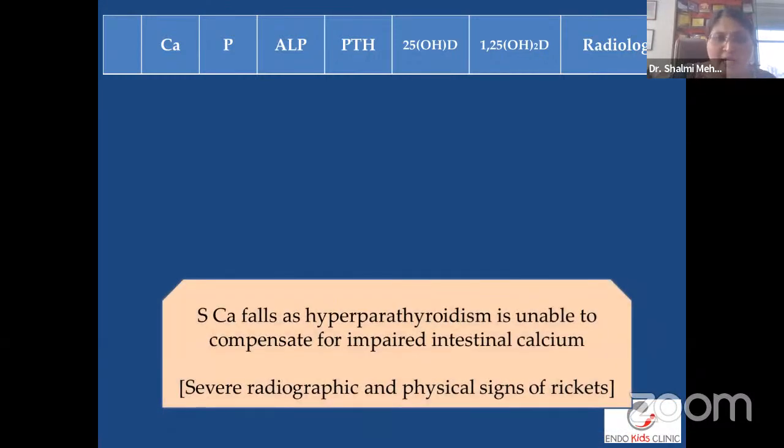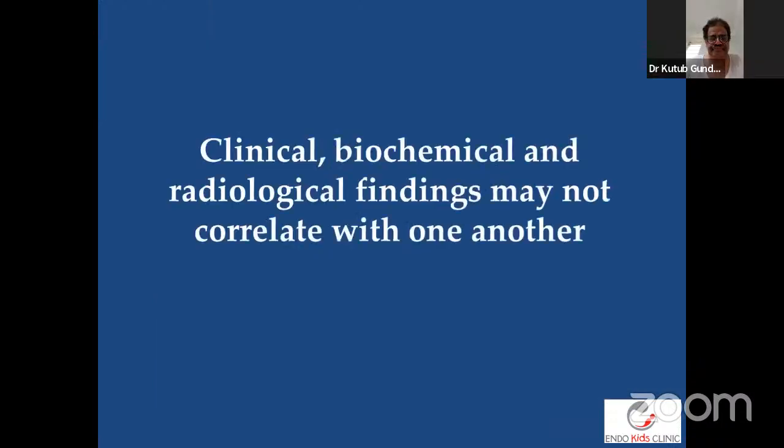Still, nothing is being done. Then the serum calcium is going to fall because all that rise in the PTH is not able to compensate for the impaired intestinal calcium. And here you will have your severe radiographic and physical signs of rickets. So this is how, step by step, if you do not correct vitamin D deficiency, a child develops severe rickets.